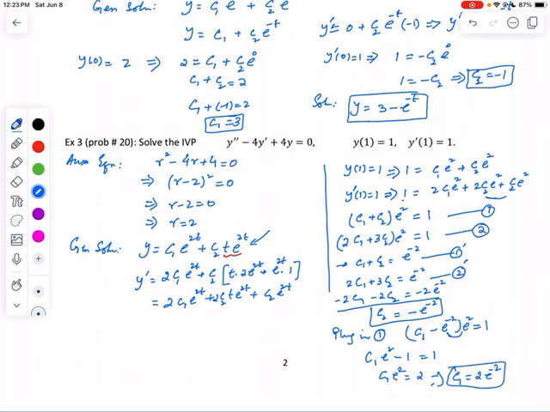Therefore, y is equal to 2 e to the negative 2 times e to the 2t, minus, because c2 is negative, minus e to the negative 2 times t times e to the 2t. Now we can actually combine these, so we get 2 e to the 2t minus 2, minus t times e to the 2t minus 2. So this will be our final solution.